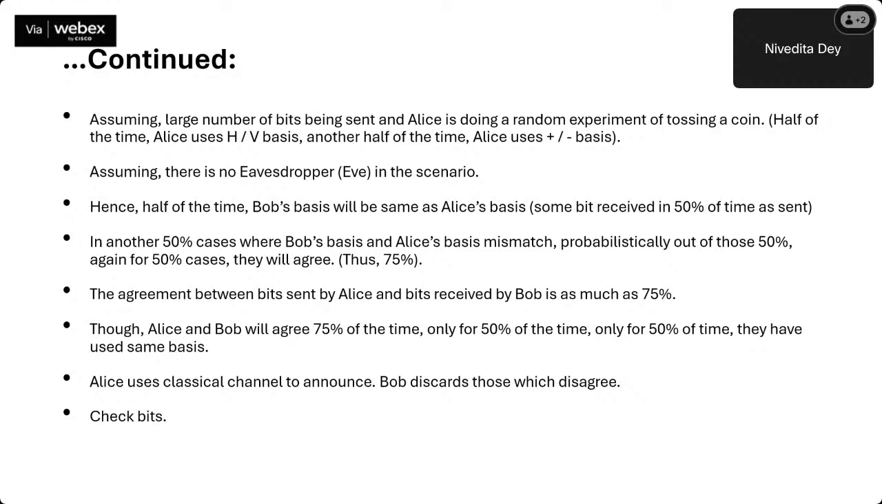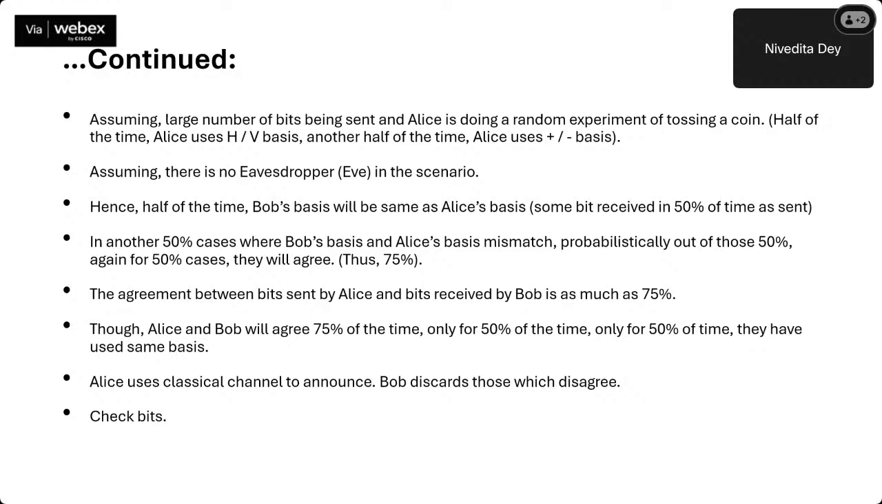But here we are only getting this much of a result where there is no eavesdropper or Eve in the scenario between Alice and Bob. Now the agreement between bits sent by Alice and bits received by Bob is as much as 75%. Before generalizing, just after that, we will also try to at least visualize what will happen in case of the presence of Eve.